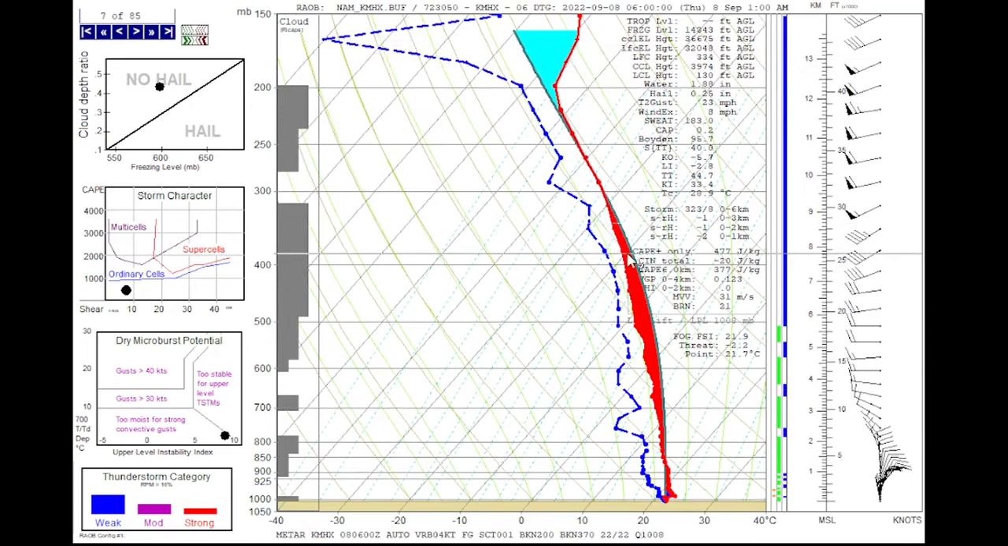So raindrops would have to be pushed up that high from an updraft, over 14,000 feet above the freezing level, to create any kind of hail. Like I said, quarter-inch hail would be what we would expect off of this sounding.